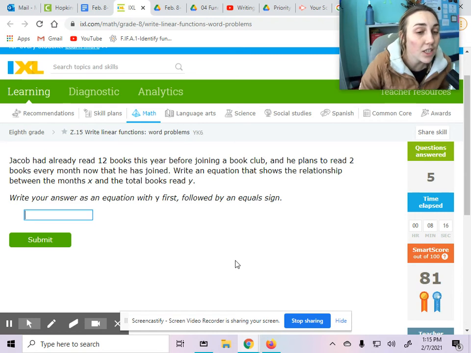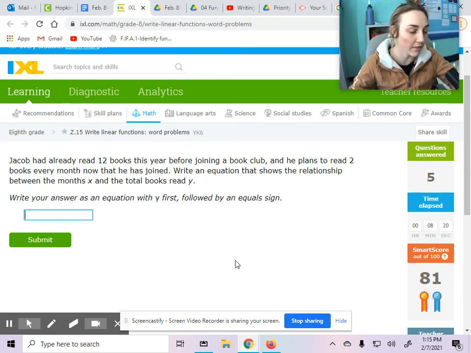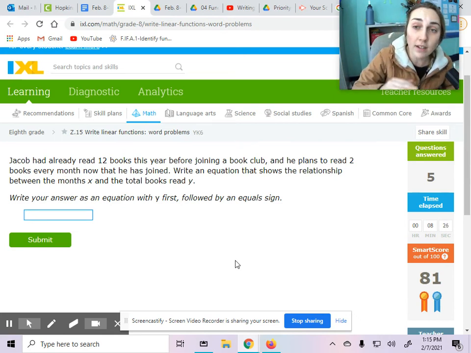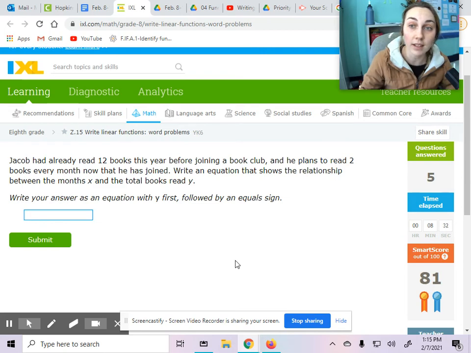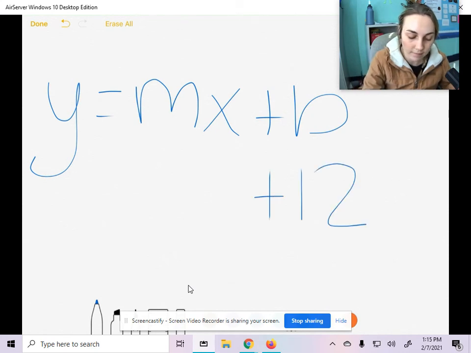So this one says that Jacob has already read 12 books. Okay, he's already done this before we even got started. That means we have a base value of 12 books. Guys, if he's already done something, remember, that is a key word for saying that's your y-intercept. That's your starting amount. So 12 books. Cool. I'm going to put that where b is.